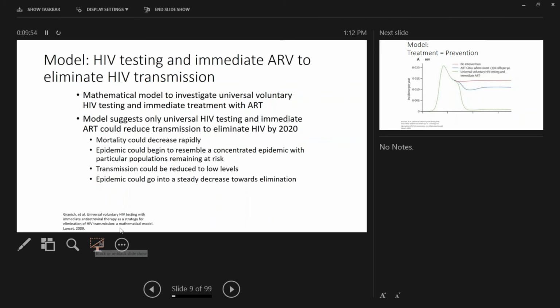In this model, mortality could decrease rapidly. The epidemic could begin to resemble a concentrated epidemic within just certain populations, and there was a clear sense that transmission could be reduced. Next slide, please.